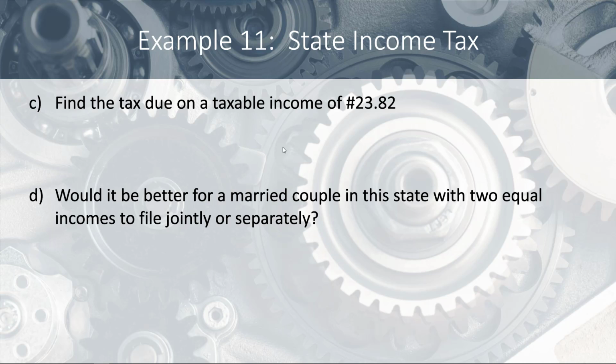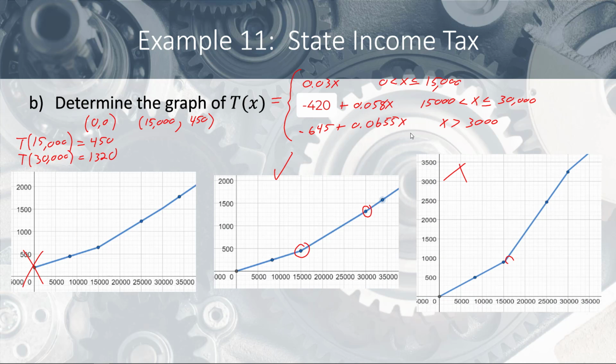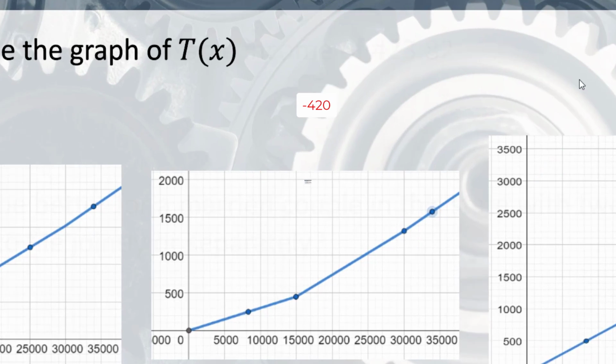The first one is find the tax due on an income of $23,822. Well, notice that, let's come back over here. Notice that the income of $23,822 puts us in this bracket right here. Okay, so we need to use this equation to solve it.